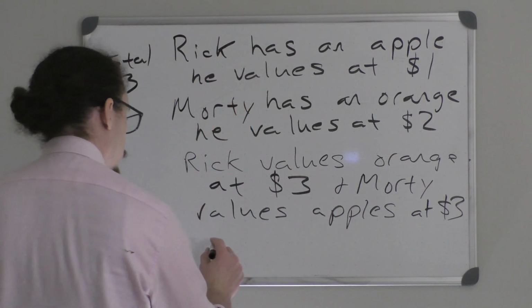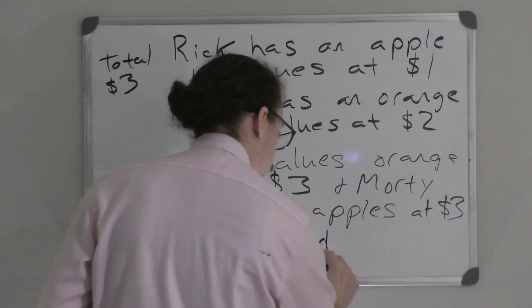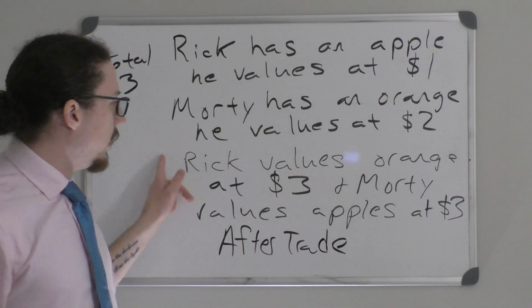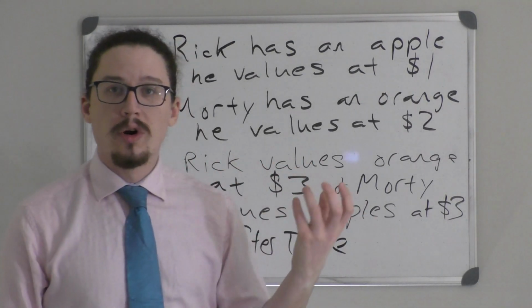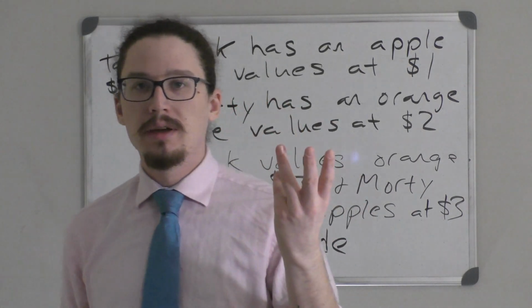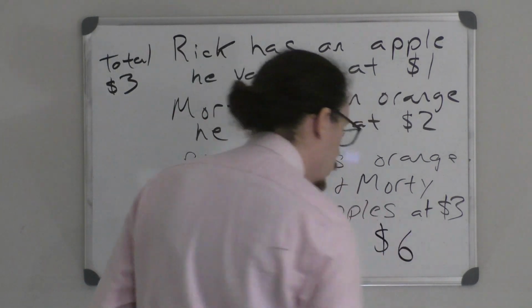So if Rick and Morty trade, after the trade, Rick is going to obtain an orange that he values at $3. Morty is going to obtain an apple that he values at $3.